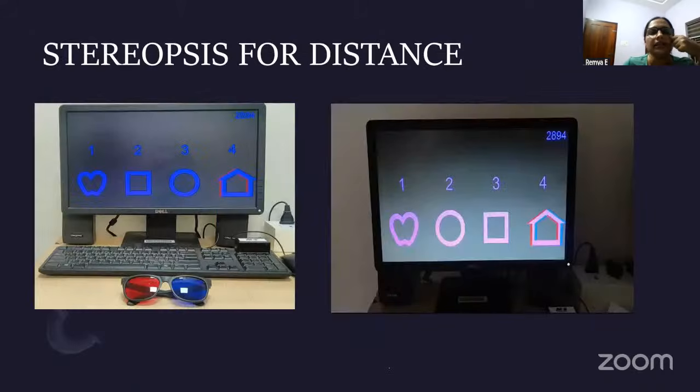Now, the next test is stereopsis. Ideally, you have to do it for distance as well as near, but most of our clinics don't have a distance stereopsis chart. This is one of the distance stereopsis charts, where the patient wears red and blue glasses and it is a computer-based screen. One image will be popping out, the patient has to identify which one is popping out, and the stereopsis will be seen on the screen.